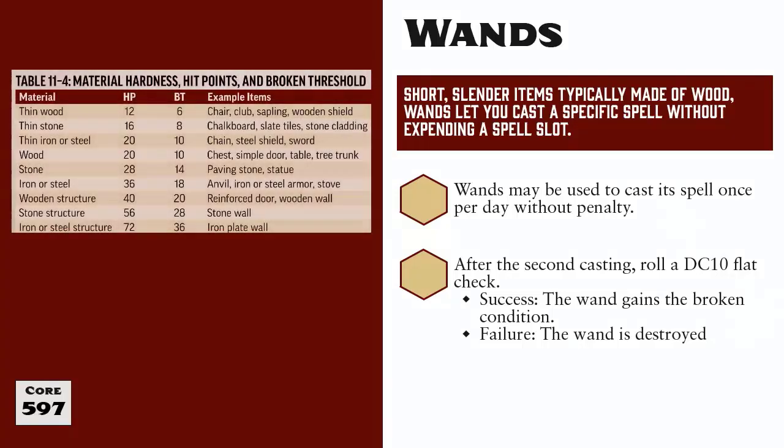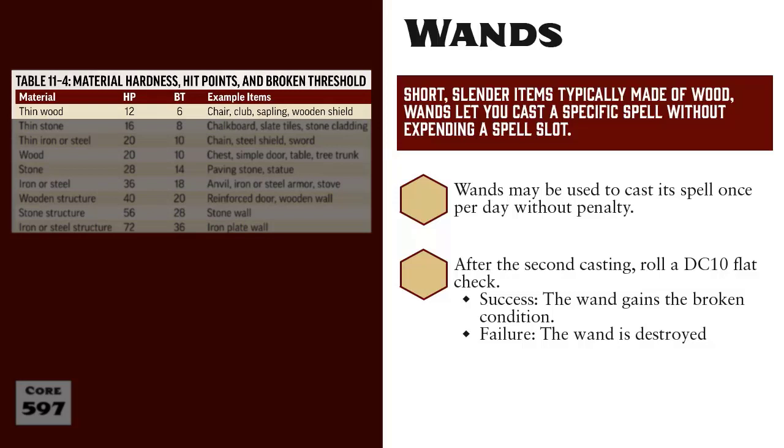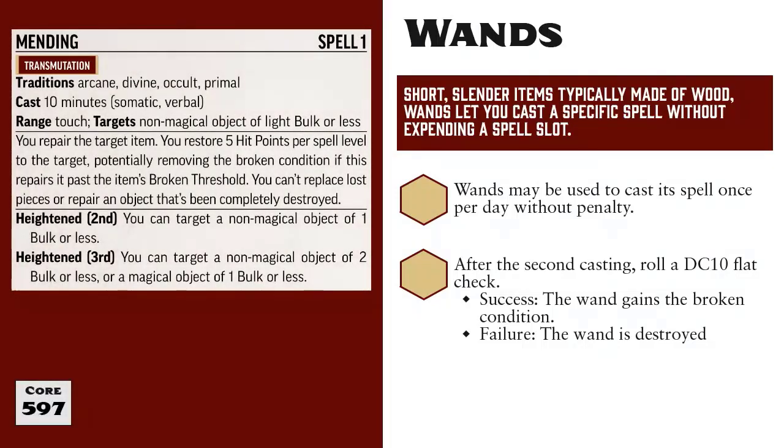I haven't seen specific stats given for wands, but the table on page 577 says that thin wood has 12 hit points and a break threshold of 6. So breaking the wand after overcharging likely reduces the wand to only 6 hit points remaining and would need to then be repaired, likely by using the crafting skill, which would use the wand's item level to determine the check's DC.